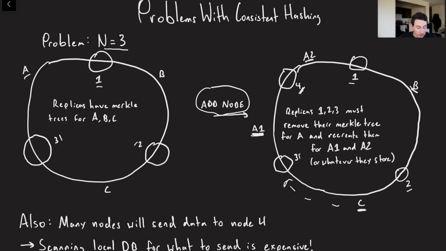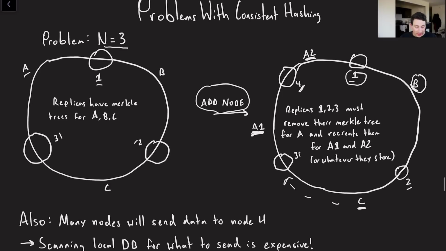And so as a result, they have to actually recreate their Merkle trees for a piece of the data. So for example, let's look at node 1 over here. Note that node 1 is no longer storing the data for node B. And so as a result, it has to remove their Merkle tree there. And now A2 and A1 are separate key sets, and so it has to make individual Merkle trees for A1 and A2. So that is going to take a good amount of time. It's an expensive operation. So we don't really want to do that. Additionally, keep in mind that when node 4 comes up, these existing nodes are going to have to send it some data.